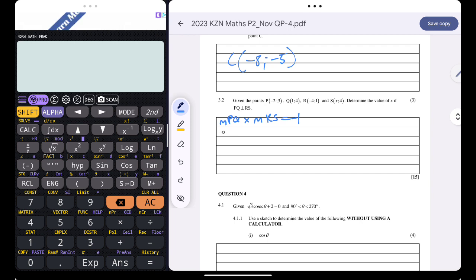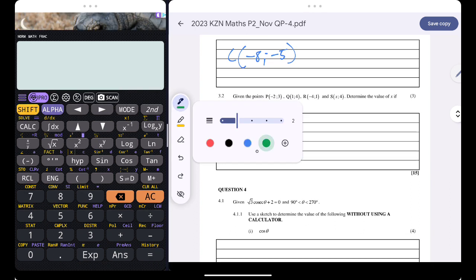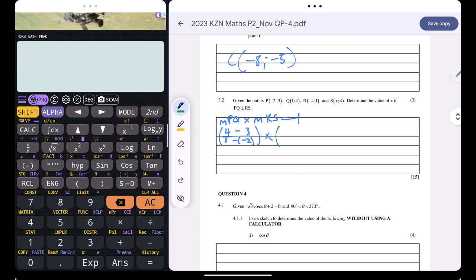So how can I find the gradient of line PQ? I'll simply take the y value at Q minus the y value at P, all over the x value at Q minus the x value at P. The y value at P is 3. Multiply. Let me write this one in green because it's a different gradient.